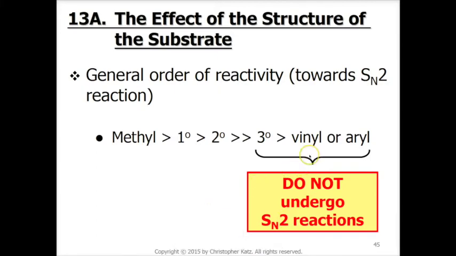Why? Well, for vinyl and aryl, the energy is just not there to overcome the energy of the sigma bond and the pi bond. But for tertiary, it's just too sterically encumbered. Remember, for an SN2 reaction, you have to have the ability for the nucleophile to come in from the backside to displace the leaving group. The nucleophile cannot get in behind a tertiary substrate in any way, shape, or form. So that's just not going to happen.